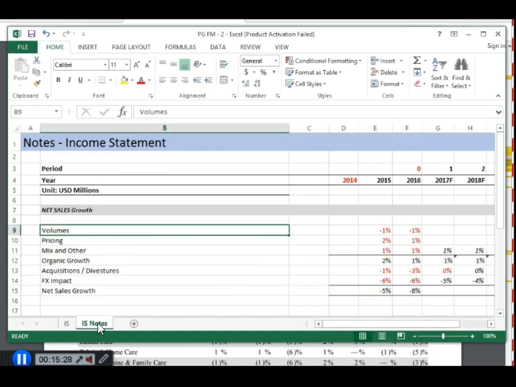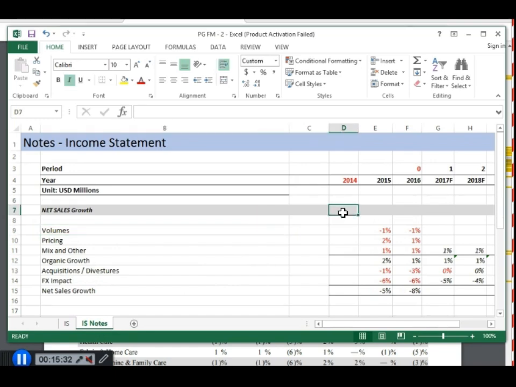That sheet is IS notes, income statement notes. So here you can break down the sales or sales growth into different segments. If you look here, I have taken volume, pricing, mix and other. That makes organic growth, and then acquisitions and FX impact, which makes total growth. Any confusion so far?